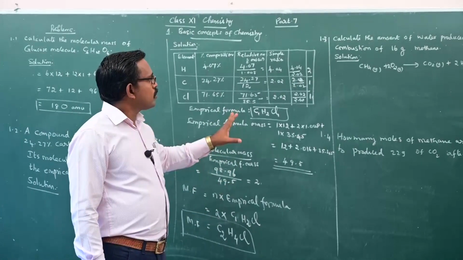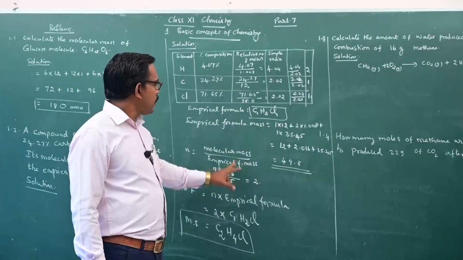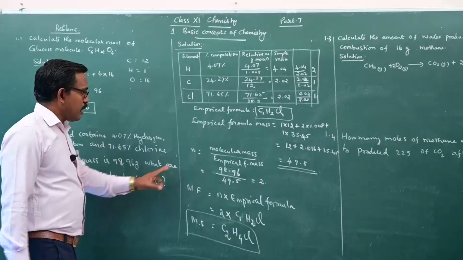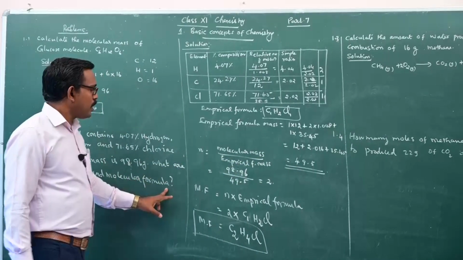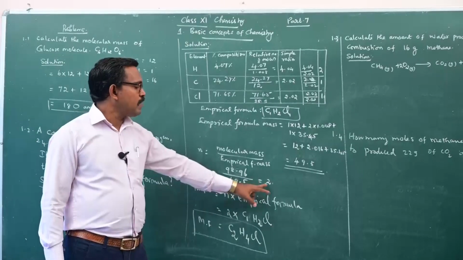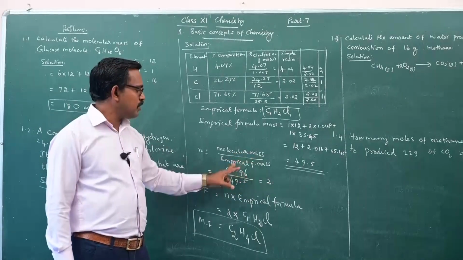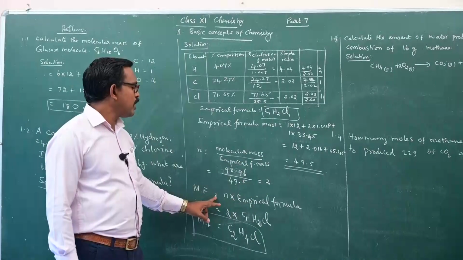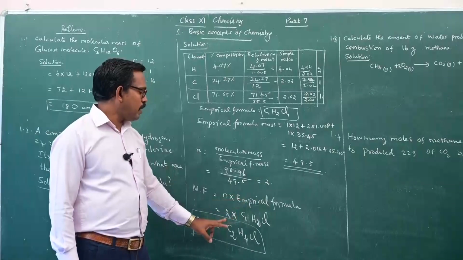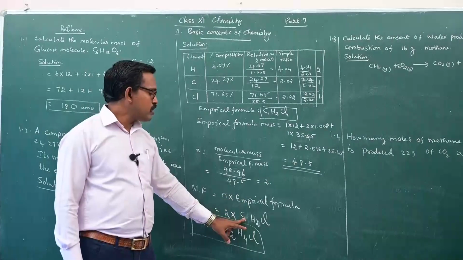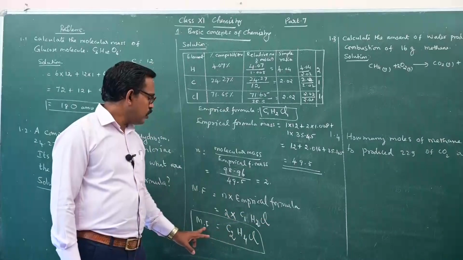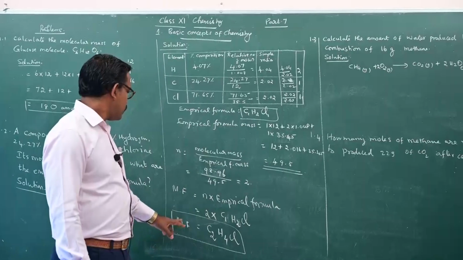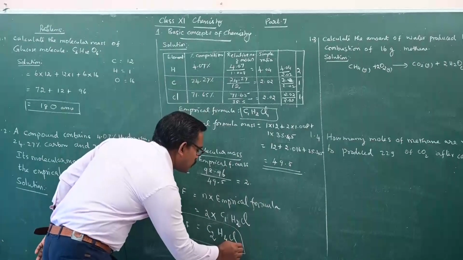So, this is the first step: find the empirical formula, then find the empirical formula mass. From the empirical formula mass and the molecular mass, you can find the value of n, molecular mass divided by empirical formula mass. Finally, the molecular formula is equal to n into empirical formula, that is 2 into CH2Cl. So, the molecular formula is C2H4Cl2.